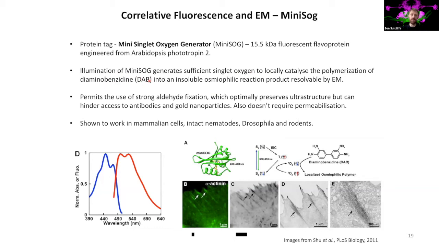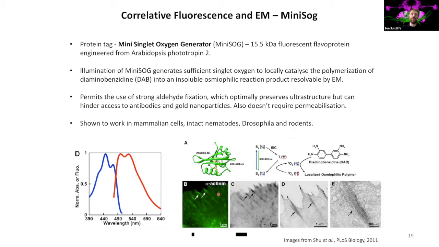diaminobenzidine, or DAB. And this is an insoluble osmiophilic reaction product that you can see when you look at it by EM, because it becomes electron dense on top of what you see in the normal tissue. So it allows you to use strong aldehyde fixation, which preserves the ultrastructure, but would hinder the access to antibodies and gold particles. And it also doesn't require any permeabilization. And it works in mammalian cells, intact nematodes, and Drosophila and rodents as well.